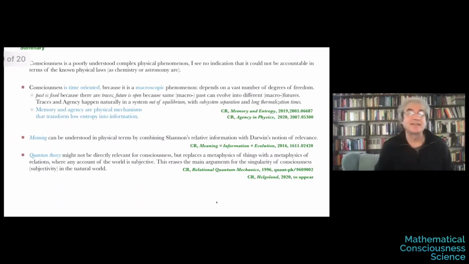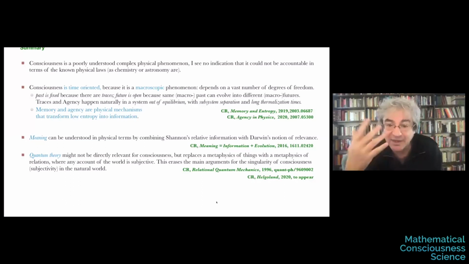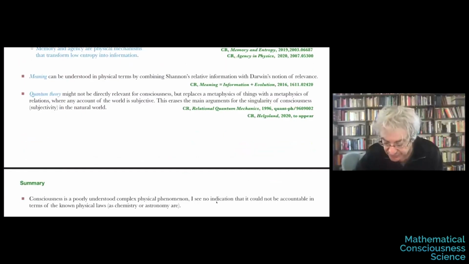not finally, semi-finally: quantum theory, I think, is not directly relevant to consciousness, but it does replace the metaphysics that makes it hard to think that consciousness is compatible with the physicalist view of the world, with a metaphysics of relations in which this hiatus is much weaker. Once again, this is not an explanation. This is not a theory of consciousness. It's only an argument that says that the intuition against the possibility of a theory of consciousness grounded in current physics is a wrong intuition.